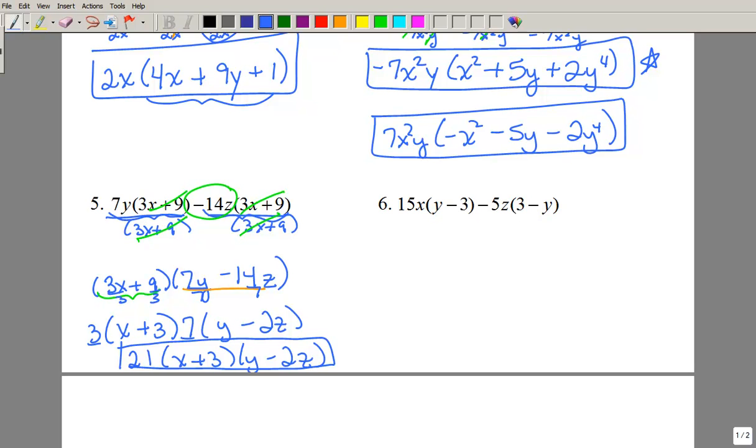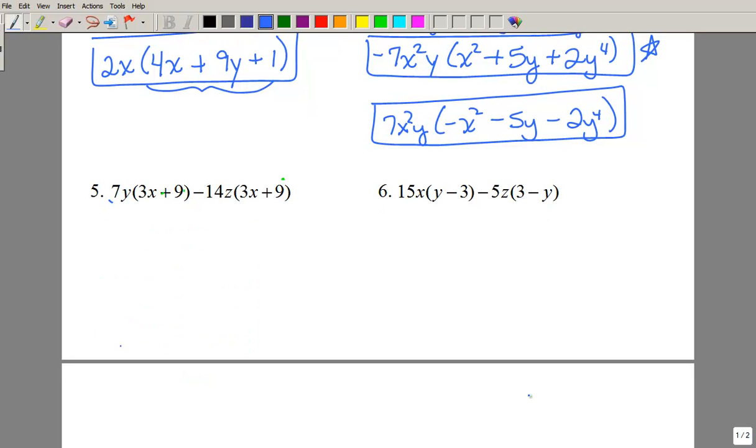Could we work that another way? Let's see if we can work number 5 by not just taking out the 3x plus 9, which is obviously in common. Let's see if we can take out the whole greatest common factor. So let's start. If you look at the coefficients, the 7 and the 14, you should say, all right, they have a 7 in common.